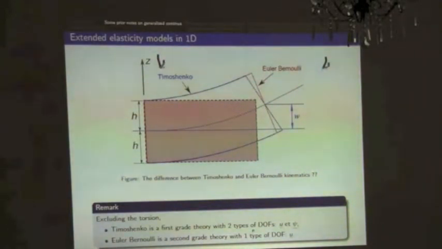Here is an example in one dimension. I think it's very clear. If you have Timoshenko beams, you have 2 degrees of freedom, the displacement and the rotation of your section, and it's a first order theory. And if you put some kinematical constraint, you will obtain Bernoulli beam theory with just 1 degree of freedom and a higher order gradient in your modeling.